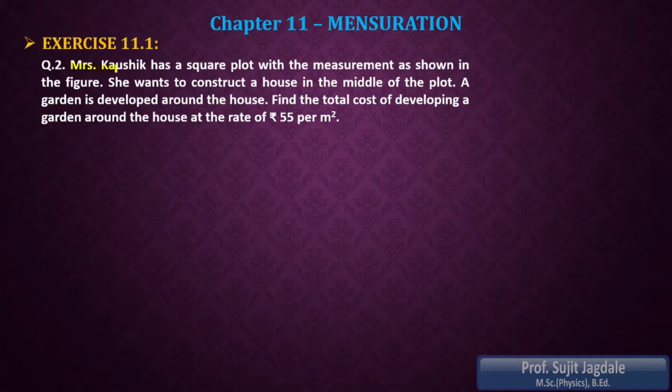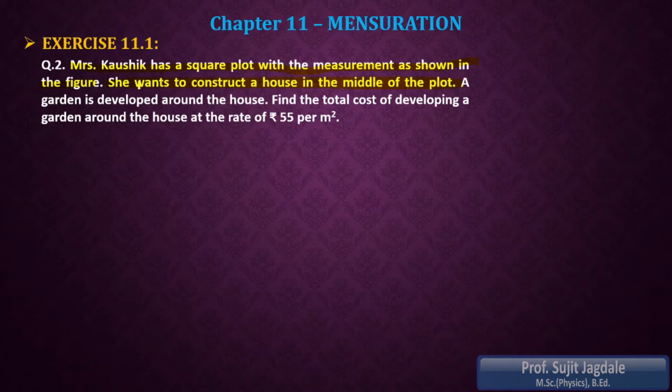It is given like this. Mrs. Kaushik has a square plot with the measurements as shown in the figure. Some measurements are given in the figure. We will see that later on, but first we'll consider the example. What are the given things? She wants to construct a house in the middle of the plot.